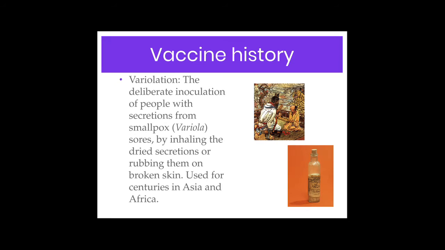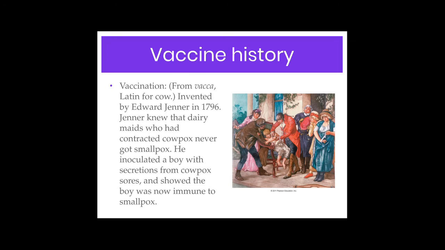All right, so vaccine history. The first known methods were to take the actual viruses or bacteria and have people inhale them or rub the secretions on their broken skin so that these things would get into the body, basically just giving them the disease. This can become extremely dangerous because you're essentially giving people the disease.